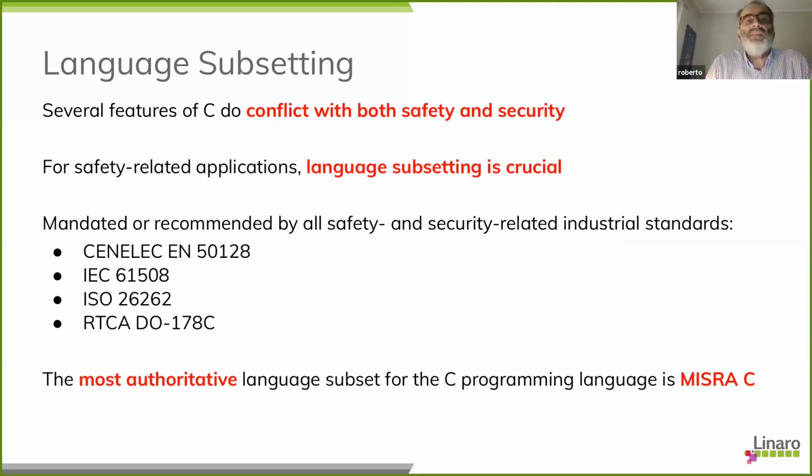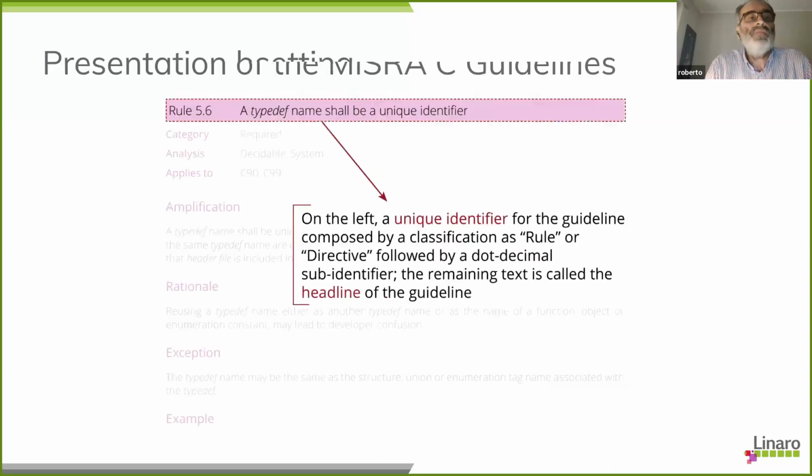There are several features of C that are in conflict with safety and security requirements. So the solution that industry figured out is very pragmatic. It's called language subsetting. Basically, you don't program critical code in C, but you code these applications in a subset of C, where the possibility of committing mistakes is largely reduced, and in some cases it's eliminated for some kinds of mistakes. And today, the most authoritative language subset for the C programming language is called MISRA C, and that's why we talk about MISRA C.